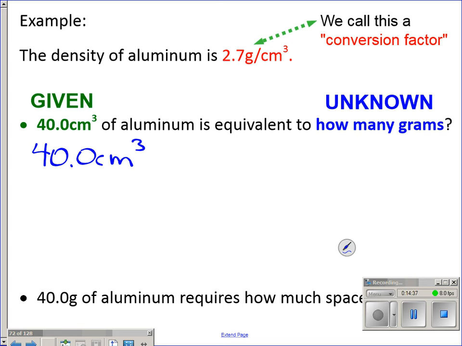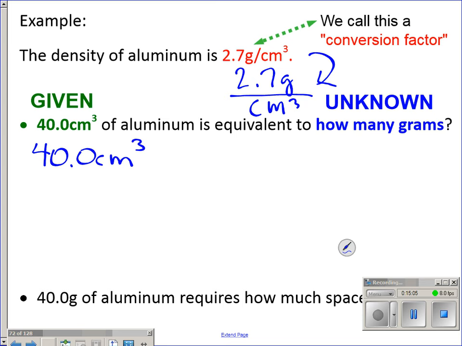Whenever we write these, we're always going to be writing numerators and denominators. Don't write it with a slash. Write it as a bar. All right? So my goal is to get from centimeters cubed to grams. Well, there's a conversion for that. It's called density. This is the same as saying 2.7 grams per centimeter cubed.